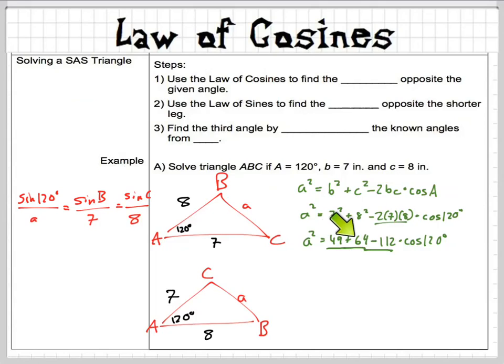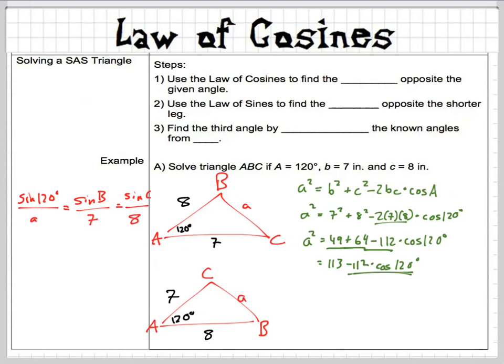Now we can add these two together because they're not multiplying to anything. So we have 49 plus 64, which is 113, minus 112 times cosine of 120. Now, plugging this into your calculator is key. Let me tell you guys how I normally do it. You could probably do it a different way, actually, I know you can, but just make sure you get the same answer so you know you're doing it correctly.